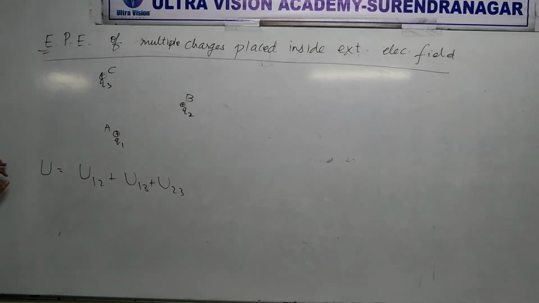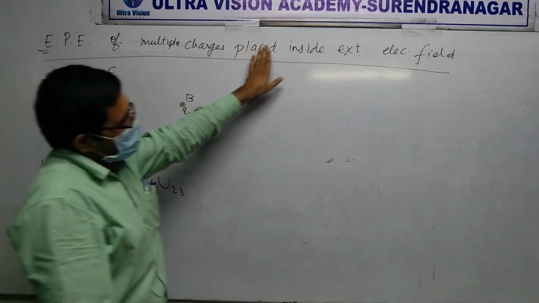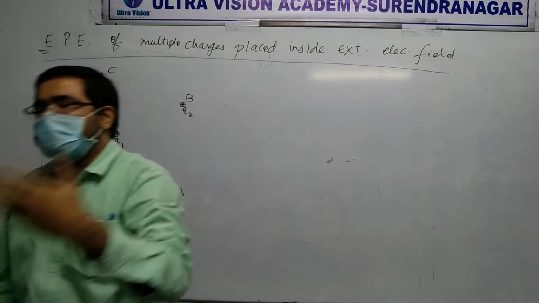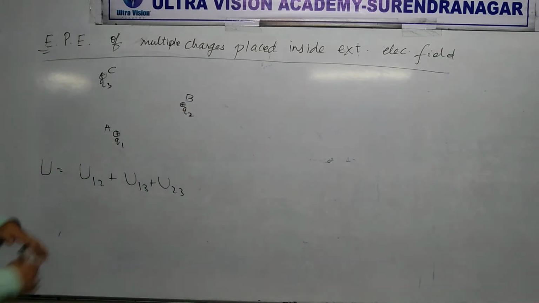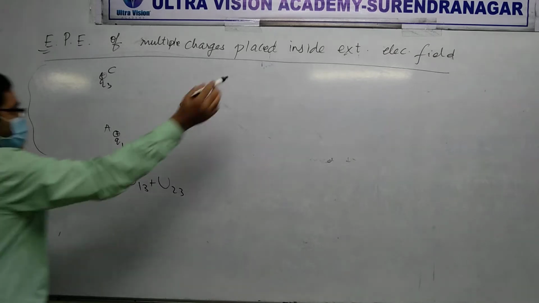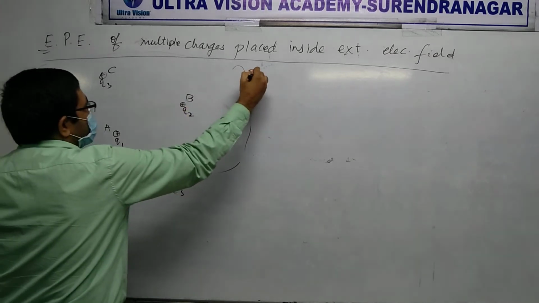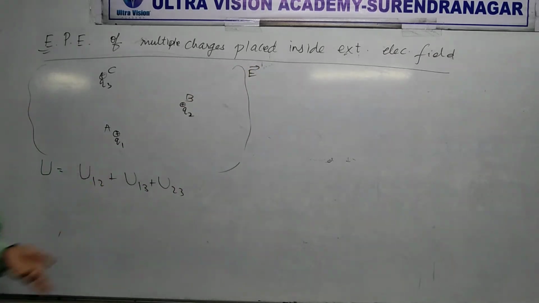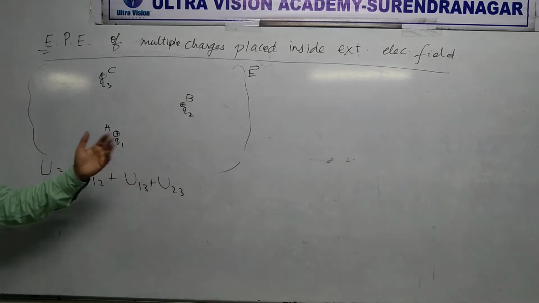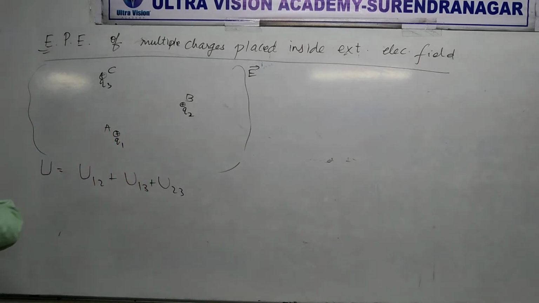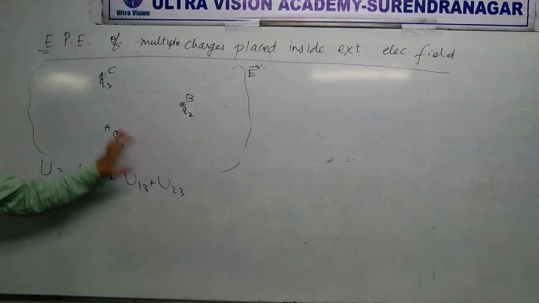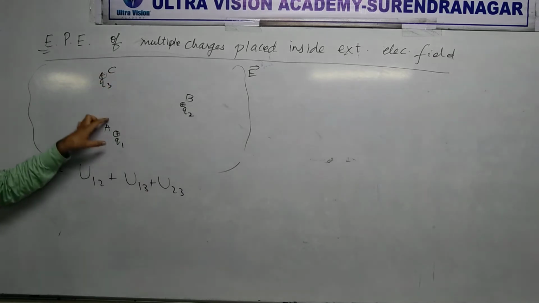What's new here? They are placed inside an external electric field. So now, suppose that in all this region, there is some electric field. Is it uniform? No, doesn't have to be. What we are going to discuss works even if it is uniform or even if it is not uniform. Anything. So this is the potential energy mutually for these 3.